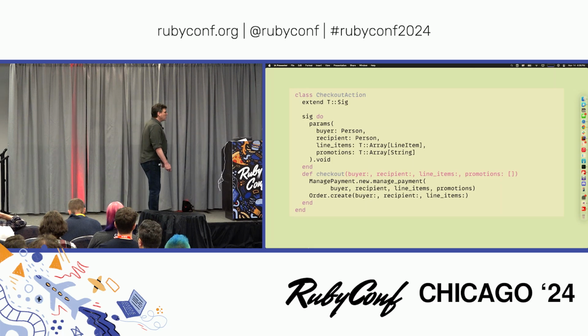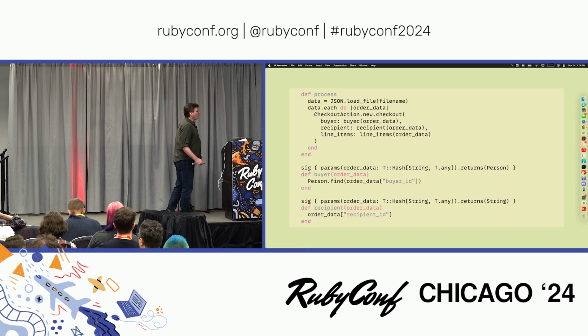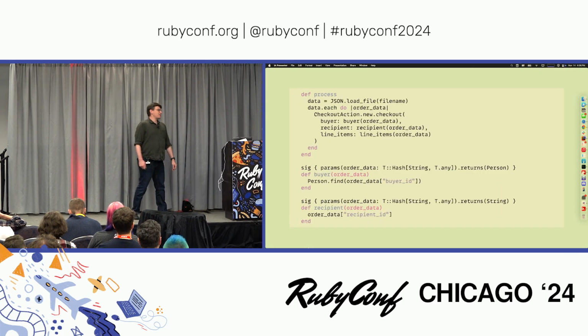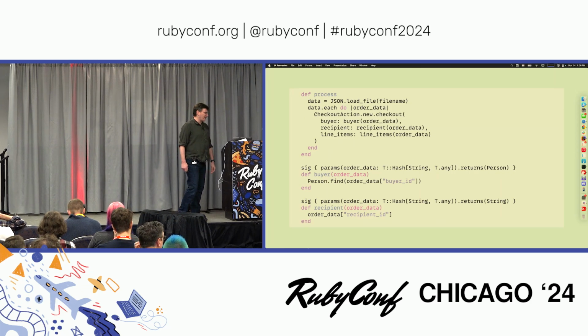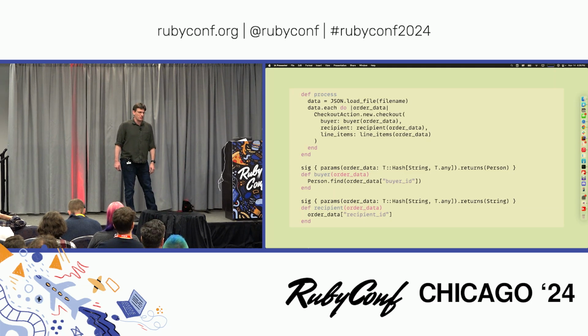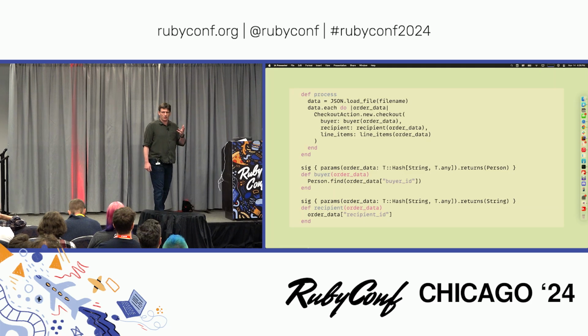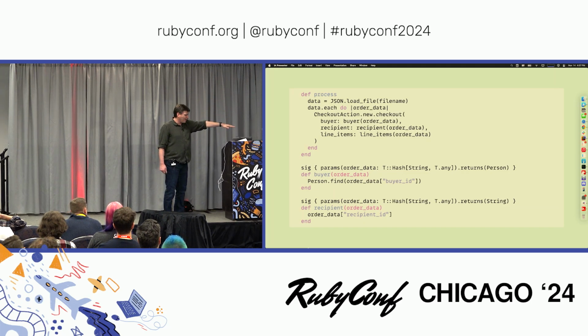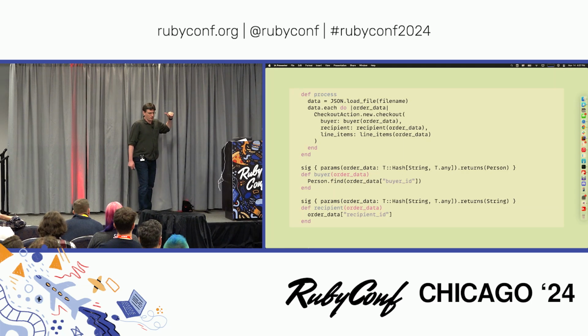Okay. So you can go further, and you can see that this is the batch processor, and the batch processor is also defining its own signatures for each thing. And now I think it's clear that there's a distinction between these two methods. The top one is taking in a hash of string against whatever, and it's returning a person. The bottom one is taking a hash of strings, and it's returning a string. But the thing that it is calling expects it to be a person.